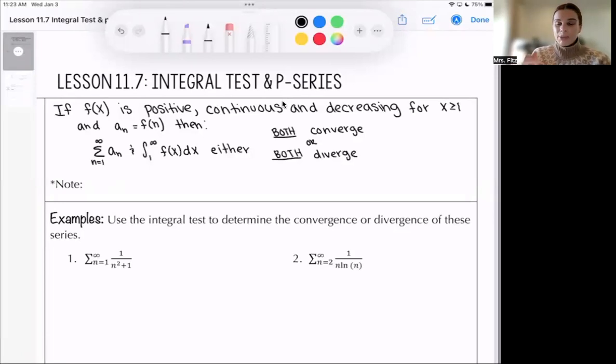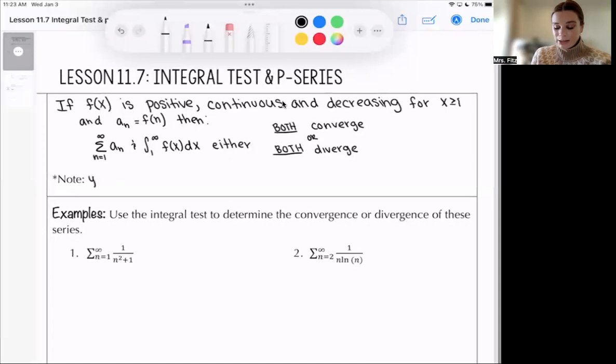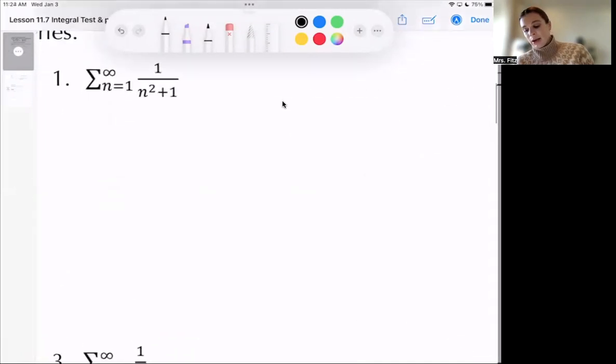And so then a big note here, and this is really important if you're taking the AP exam. So note, you must state all initial conditions if you're going to use this test. So be extremely careful with that, and I'll kind of model how to do that when we go through some examples. All right, let's take a look at number 1.